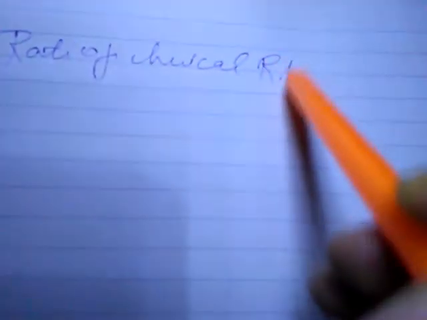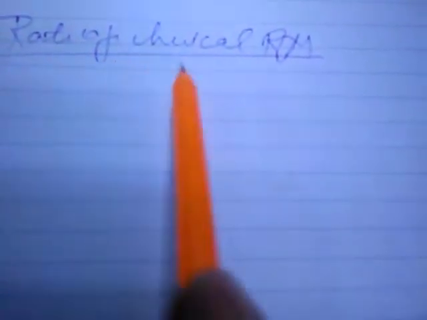Moving ahead in this chapter, rate of chemical reaction. What do we mean by saying rate of chemical reaction? How can we define rate of any chemical reaction? Rate of any chemical reaction is actually the change in the concentration of the reactant or the product in unit time. How can we define this rate of chemical reaction?